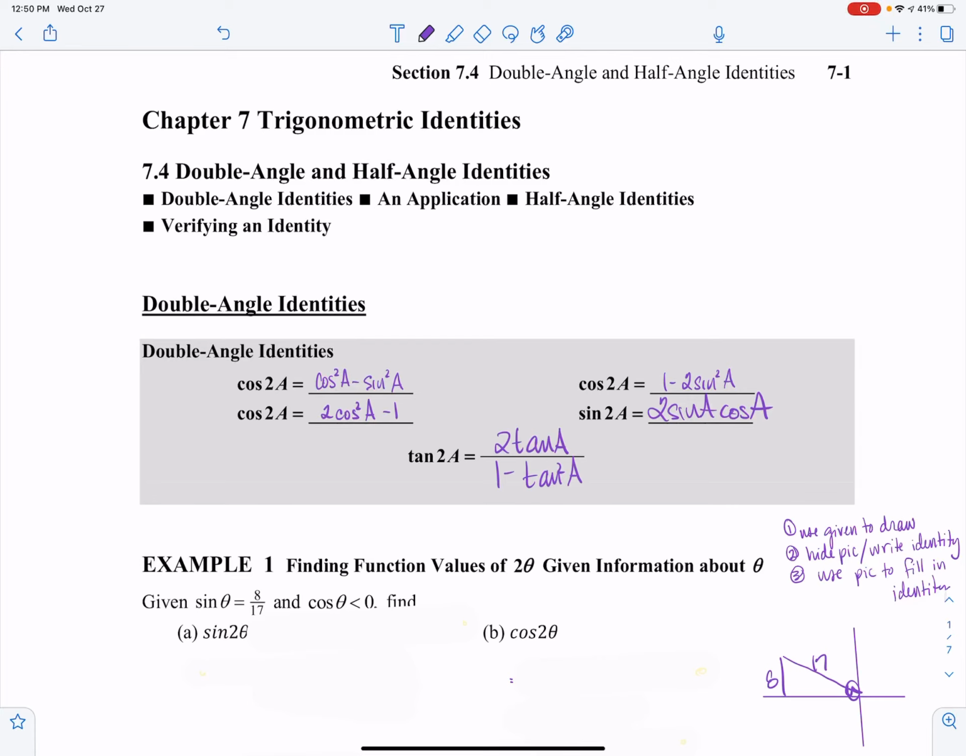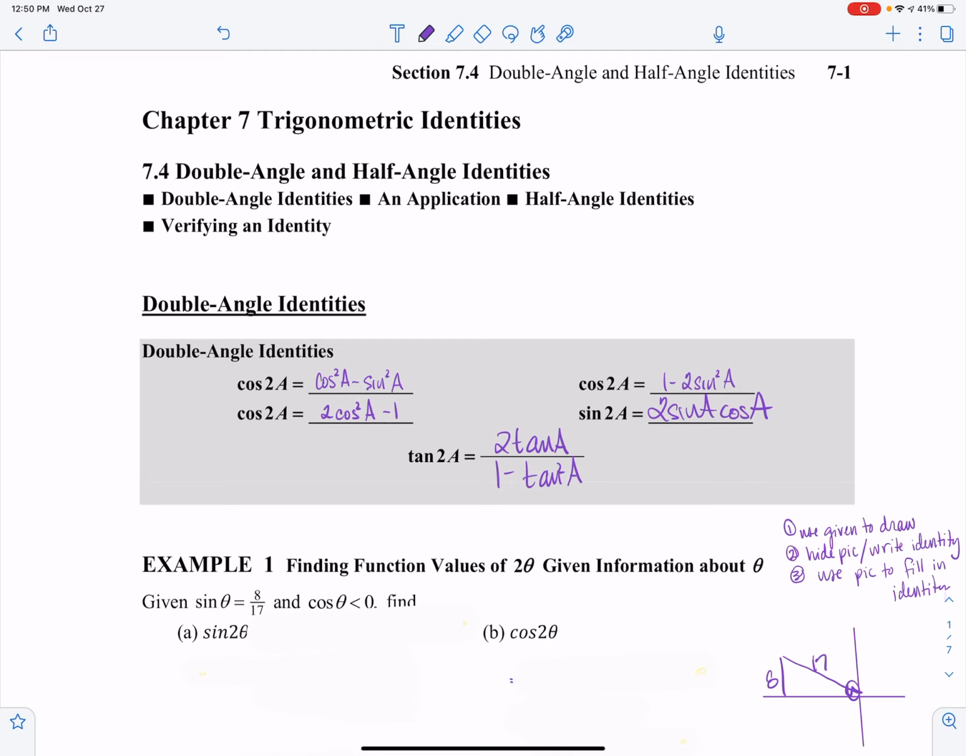All right, this is going to be a video over section 7.4. The intent right now is to break this into two different videos, one for the double angle identities and another video for the half angle identities. So I already have the double angle identities filled in. If I were you, I would just pause the video and go ahead and write those down.